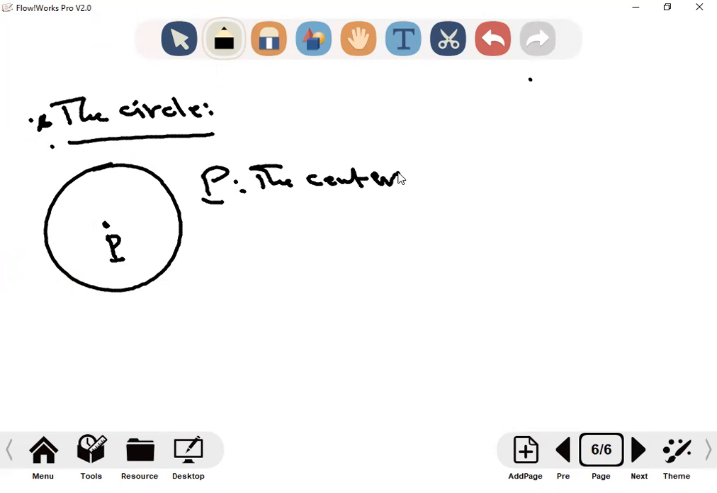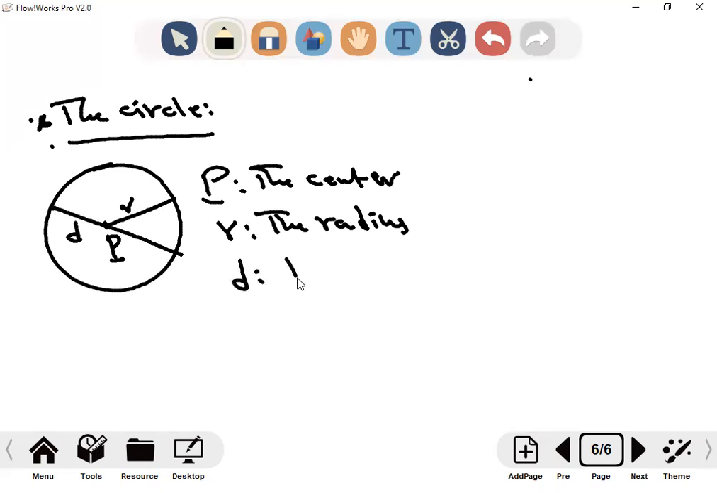The radius. Where is the radius? The radius is any side length between the center and the circle. This we call it R. So R is the radius. Else we have another one, the diameter. The diameter, it's 2 radii, like this one. This we call it D. D is the diameter, okay?